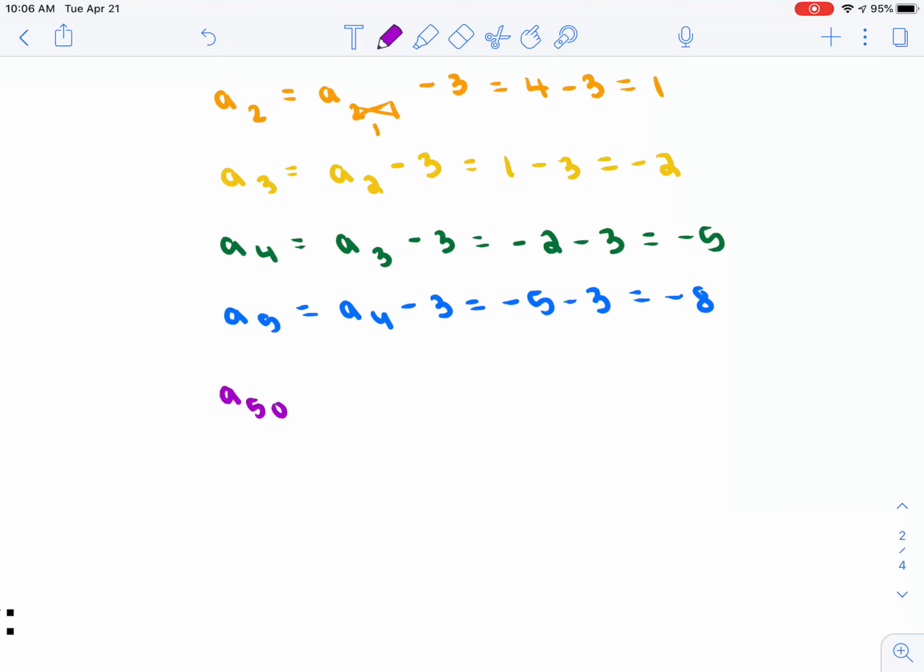Because think about it: to find the 50th term, we would need to know the 49th term and subtract 3. Now, you can't just guess. I mean, we can't go back through this process and find all these terms. This would take forever. So you're going to learn later on that there are rules and tricks to doing this.